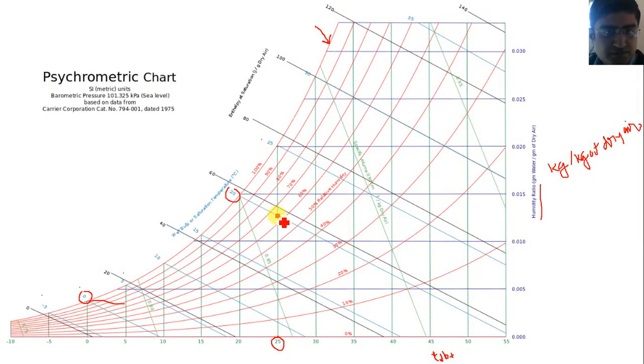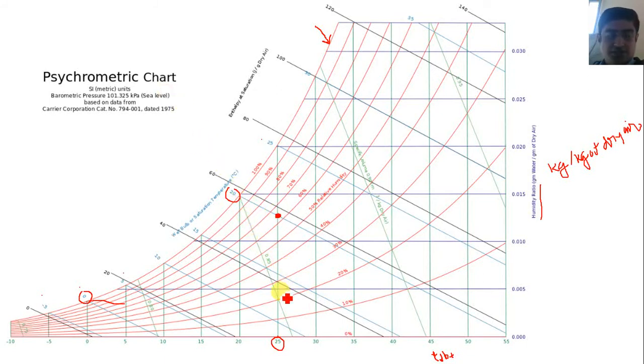Here is the intersecting point. So first of all, our first task is to identify the intersecting point. Once the point is plotted into the graph, then you can easily find the value of all the other quantities from this psychrometry chart.